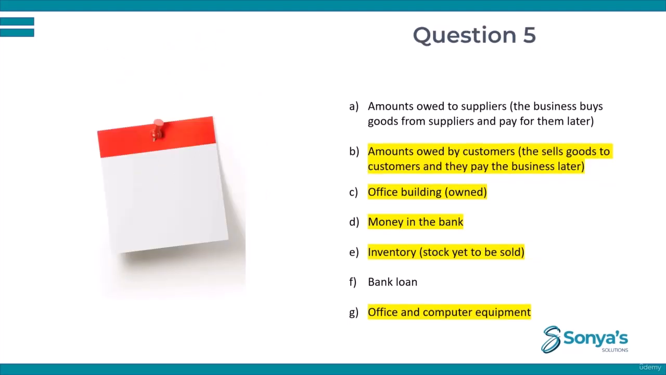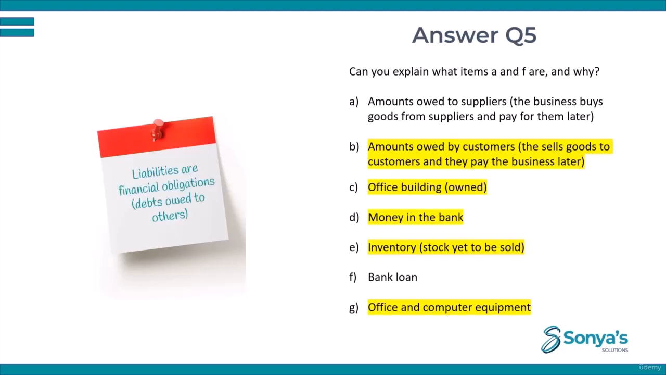Get ready to pause the video again. Can you explain what items A and F are and why? The business buys materials to make goods, or it buys ready-made goods from its suppliers, and they may have an agreement to pay for them later, which means it's a debt. The bank loan also needs to be repaid, so that's a debt too. Debts are liabilities, the financial obligations of the business.